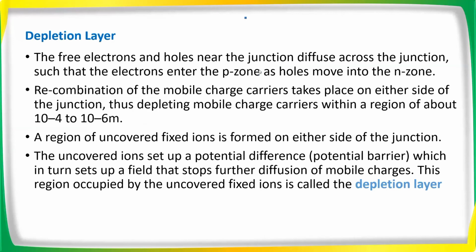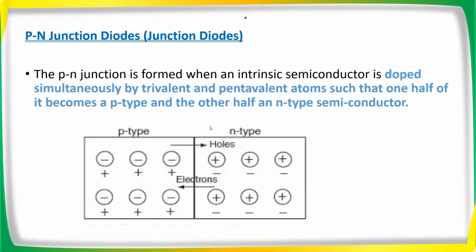Now I said, when you have a junction diode, this is where you dope. You have an intrinsic semiconductor. You dope one half of the semiconductor with a trivalent atom, making this side a P-type. On the other side, you dope it with a pentavalent atom and make it an N-type. So one side we have a P-type, the other side we have an N-type.